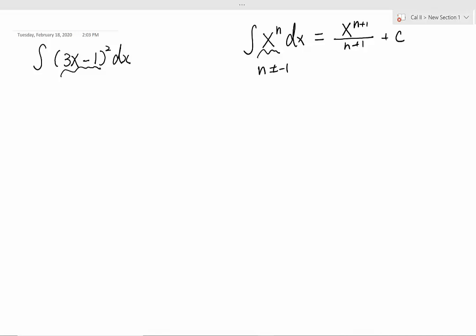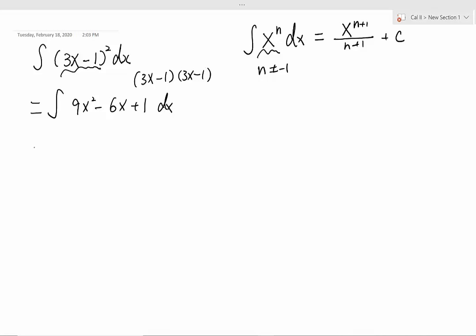The idea right here is, how about we open the square so we can have each term to try to use the formula on the right side. In order to open the square, I can use the formula. That gives me 9x squared minus 6x plus 1 dx. You can also do the multiplication (3x - 1) times (3x - 1). You will get the same result.